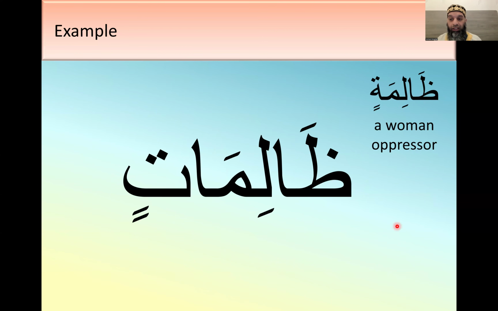ظالمة. ظالم is the one who is an oppressor. When the ta marbuta comes, it makes it a woman oppressor. So what is ظالمات? Oppressing women. That's all. Simple as that. Atin is women plural. Ina is male plural. So women oppressors, ظالمات.